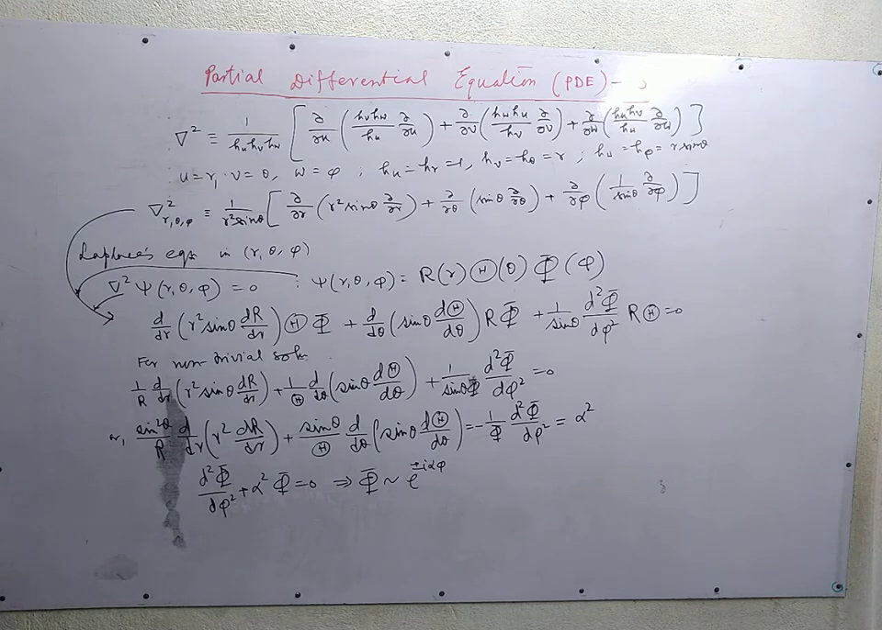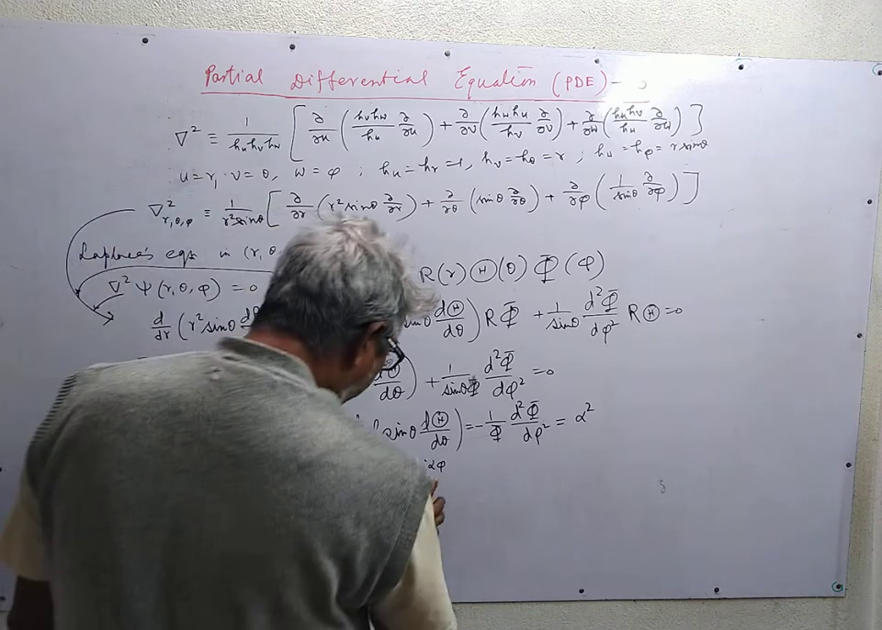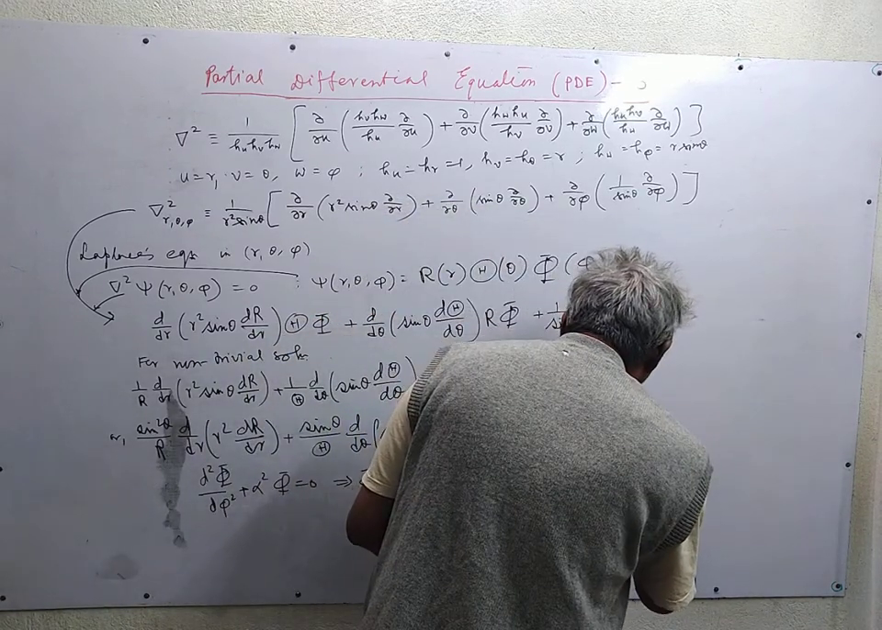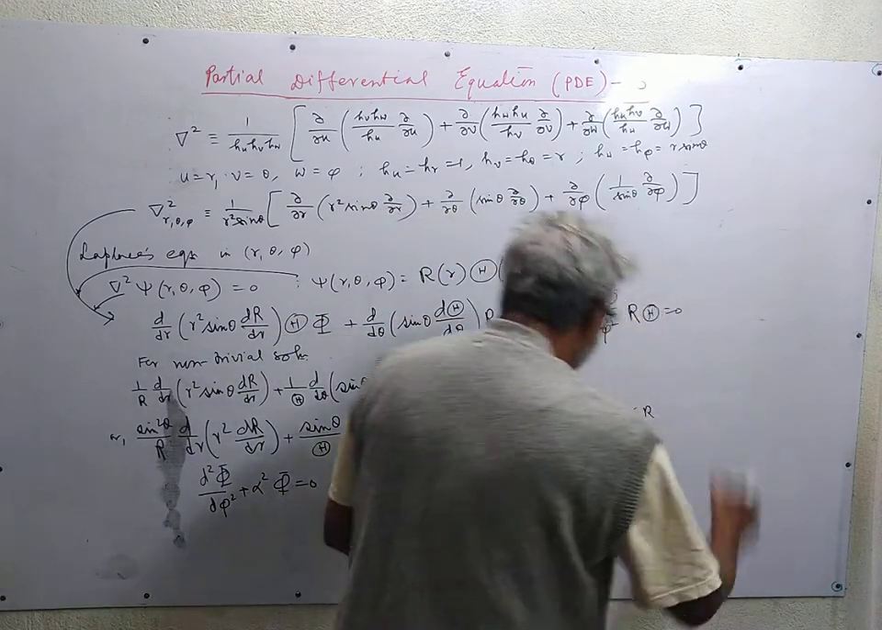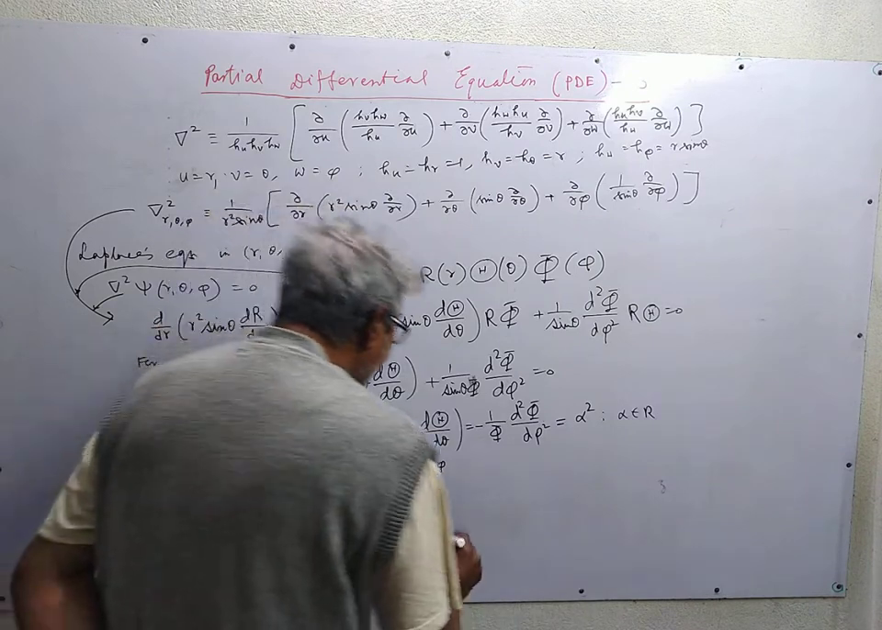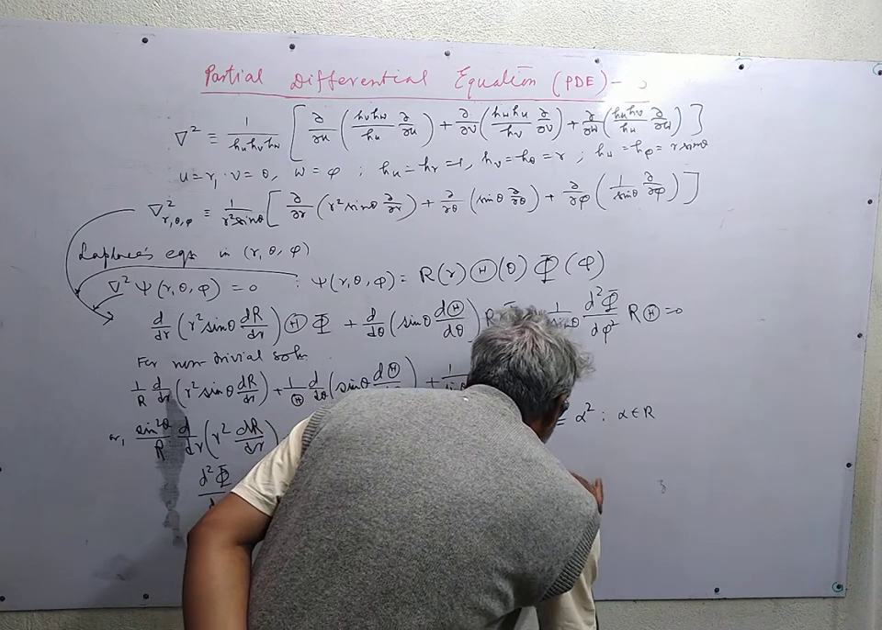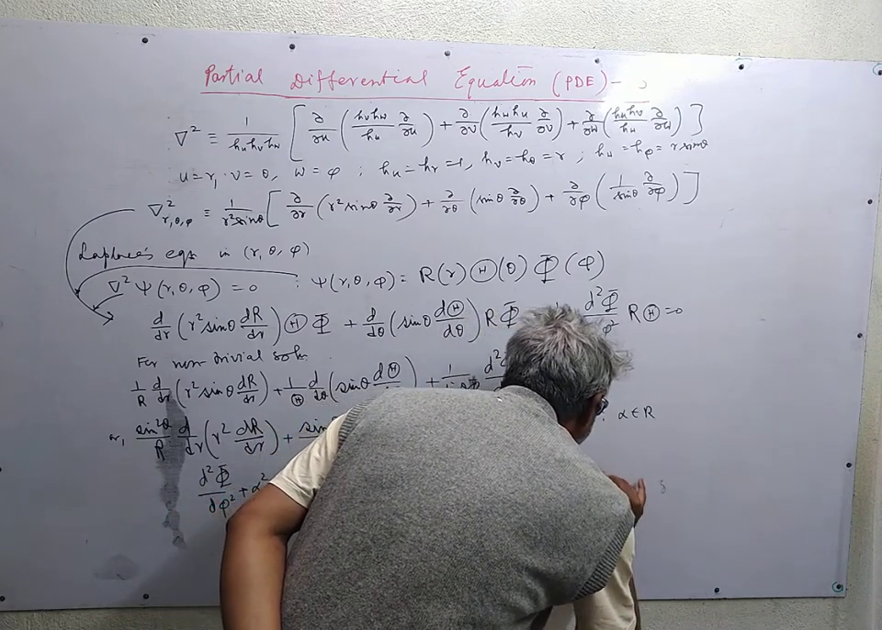We know that if we represent any physical quantity in spherical polar coordinates, then it should have a periodicity with respect to phi with period 2 pi. So firstly, alpha has to be a real quantity. So we put the restriction firstly that alpha is real. Furthermore, the requirement is that phi of phi must equal phi of phi plus 2 pi.